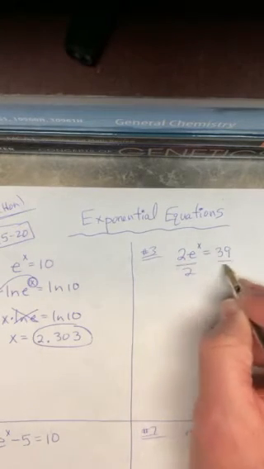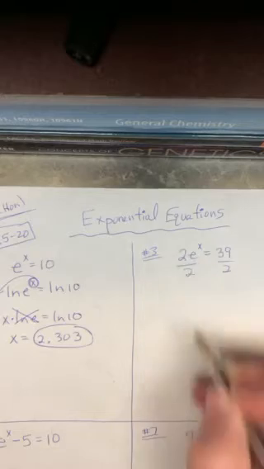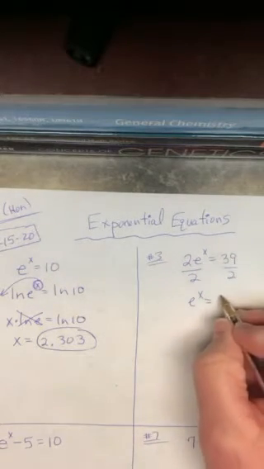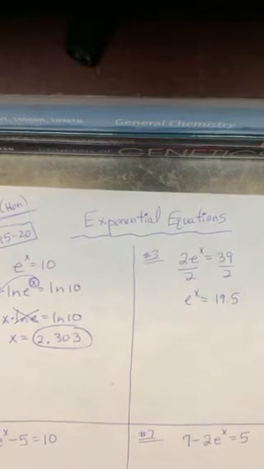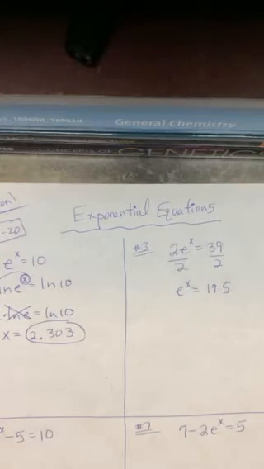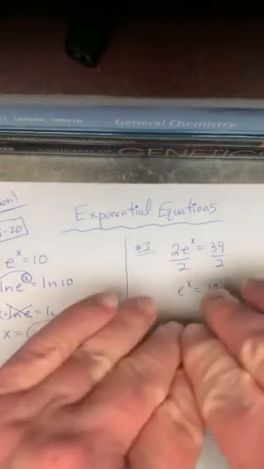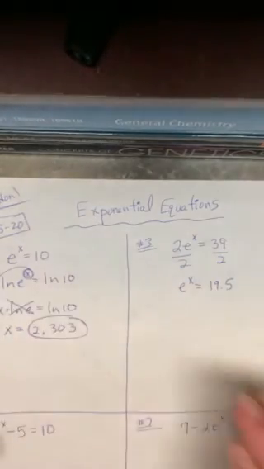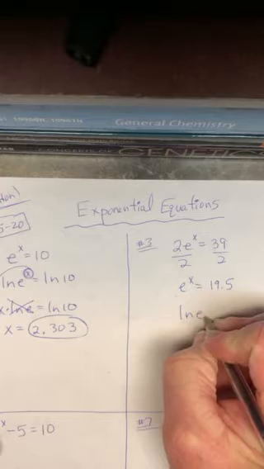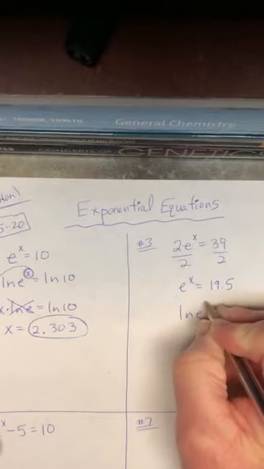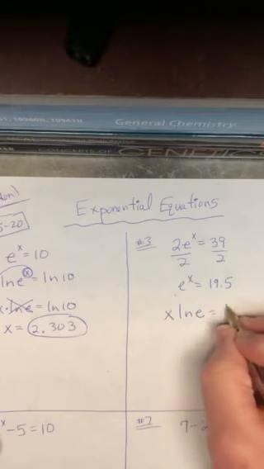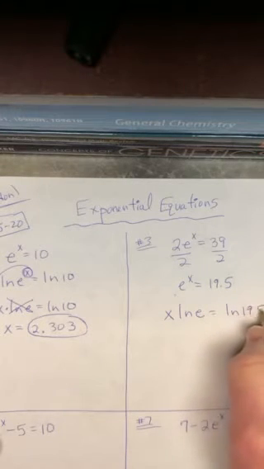But hey, that is a 2 connected to it. Let's divide by 2. The 2's would cancel. I have e to the x equals, what is that, 19.5, right? 39 divided by 2. And I'm back to the same position I was over here. So when in doubt, log it out. I'm going to natural log both sides. ln of e to the, you might as well not write the x up there because you know you're going to move it in front anyway, agreed? Equals ln of 19.5.